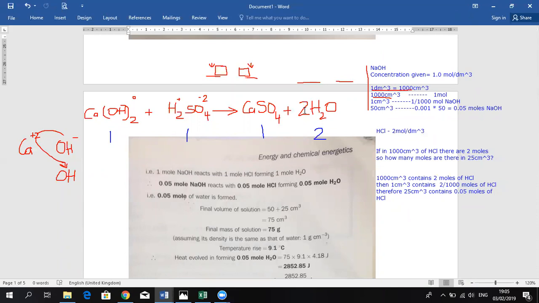So now we're at this point and we know that 0.05 moles reacted with this, and we know how much water was formed, right? We are at this point here now. Where is my highlighter tool? Right, so we're here now. So we know that this is what happened.